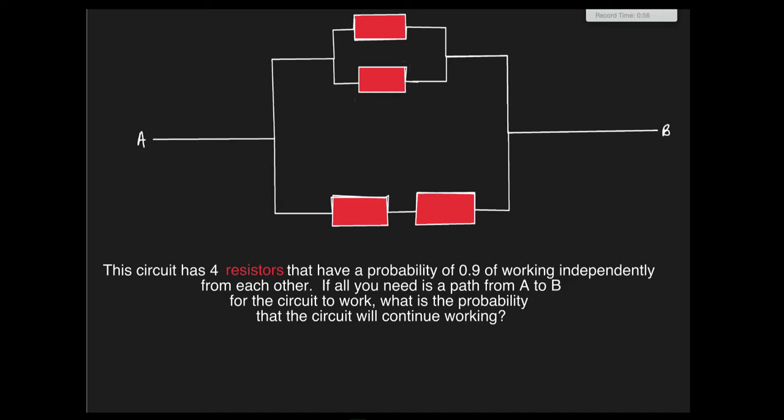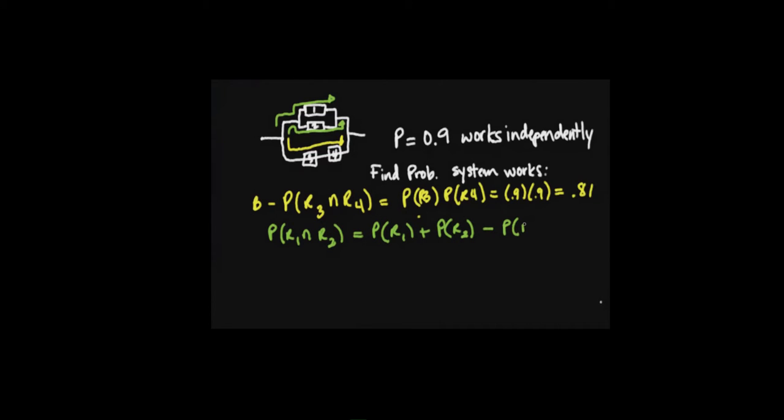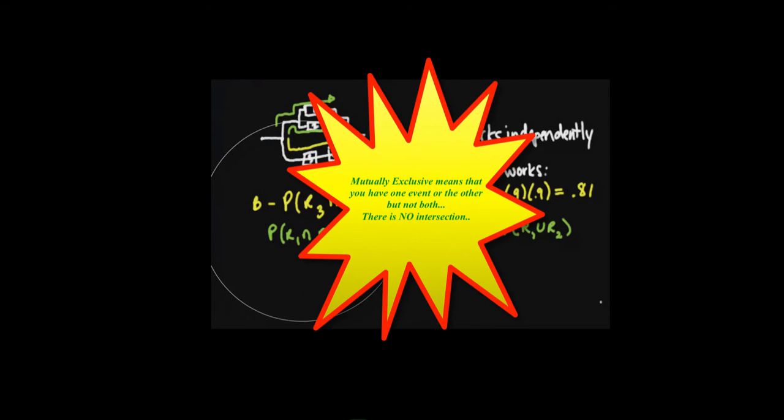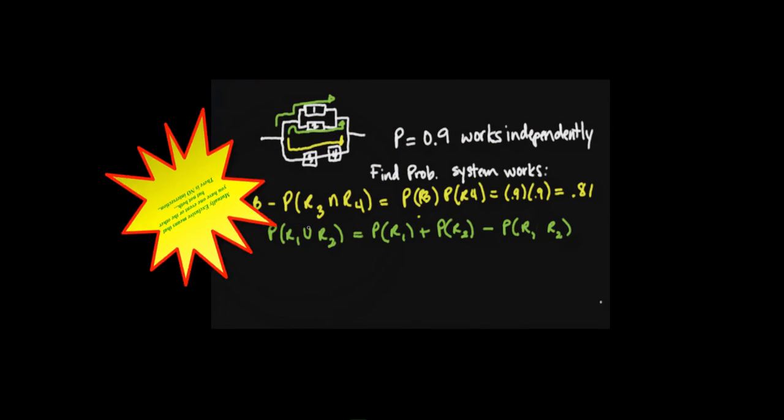Because there is an intersection, our probability for R1 and R2 is going to change a little bit. We're going to use this formula. They're not mutually exclusive. It's not one or the other. There is an intersection. What does it mean to be mutually exclusive? Either one or the other. Are 1 and 2 mutually exclusive? No, you told me at the very beginning it could be one or the other, or both. Okay. So because we have both, we have to use this formula.